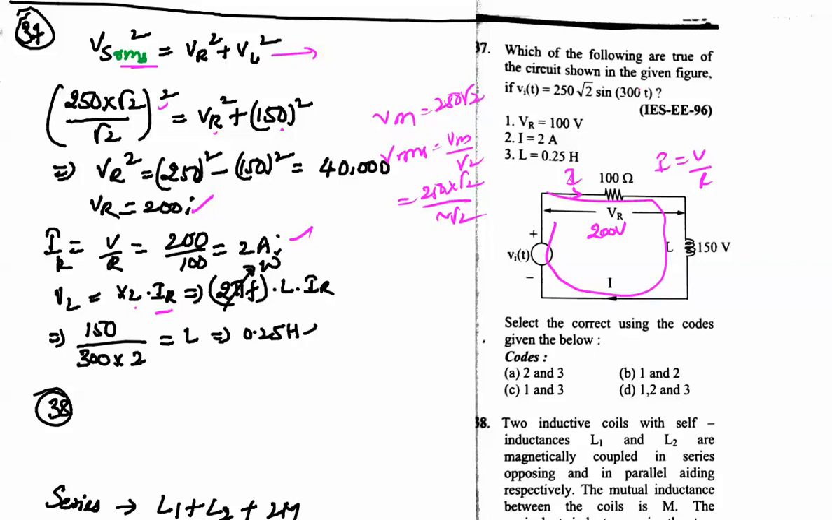In the given problem, omega is given as 300. So 300 into L is nothing but how much? We don't know the value, we need to find this one, and IR we already know is 2. So from this, VL is equal to 150 divided by omega 300 into IR 2, which is equal to 0.25 henries. So from this, which cases are true? VR statement is wrong, and I is going to be 2, and 3. So 2 and 3 are okay. So the option is going to be A. Next.